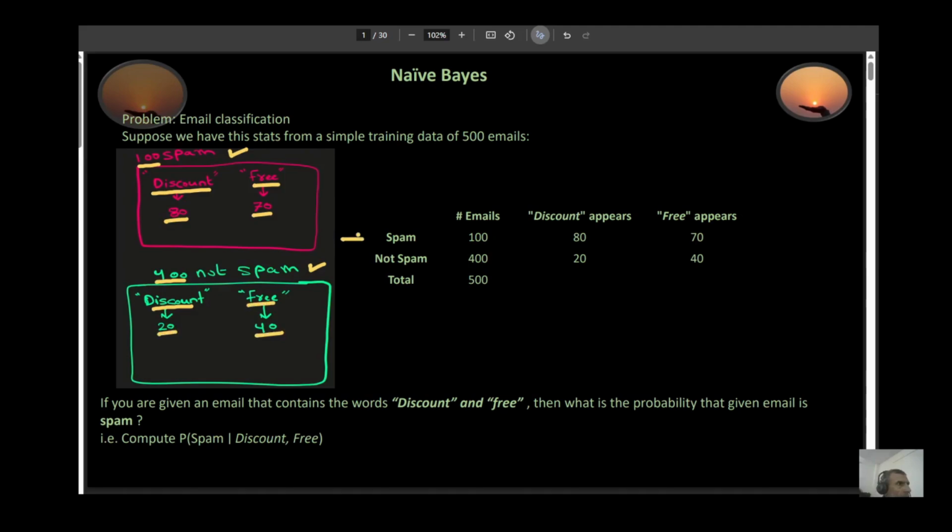This is the tabular representation of this. Now you're given an email and it contains the word discount and free. Then what is the probability that this given email is spam? In other words, you have to calculate the probability of spam given that the words discount and free are present in that email. These types of questions would be answered through naive Bayes.